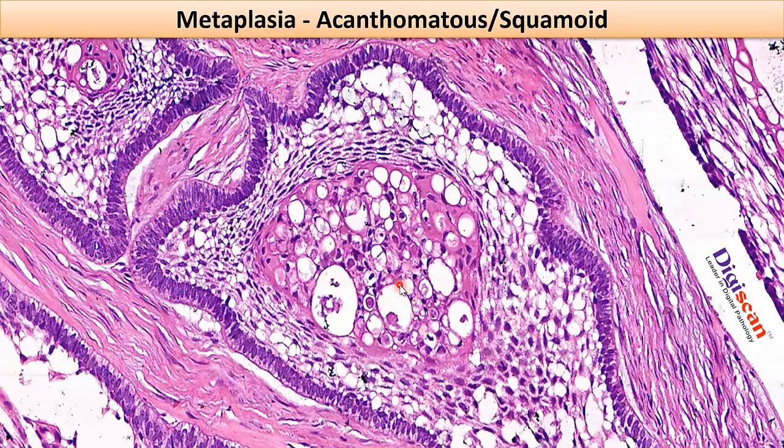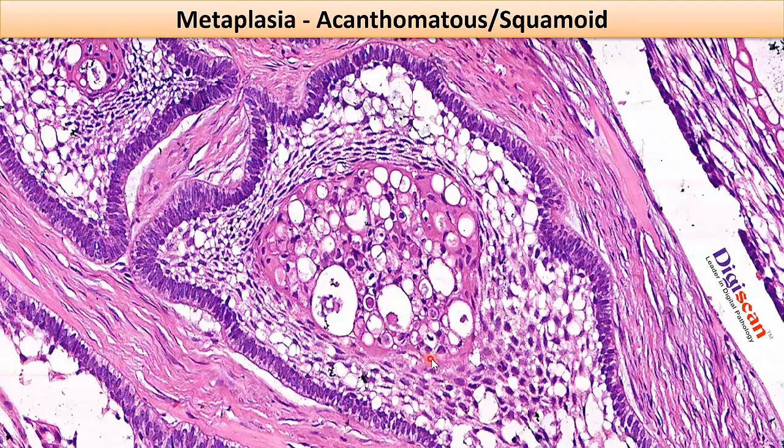Then there can be metaplasia of one type of epithelium into another type of epithelium, and that is called metaplasia. And in ameloblastoma, when the metaplasia is towards squamous type, then it is called acanthomatous or squamoid metaplasia. Here we see an ameloblastoma. It is showing squamous metaplasia.